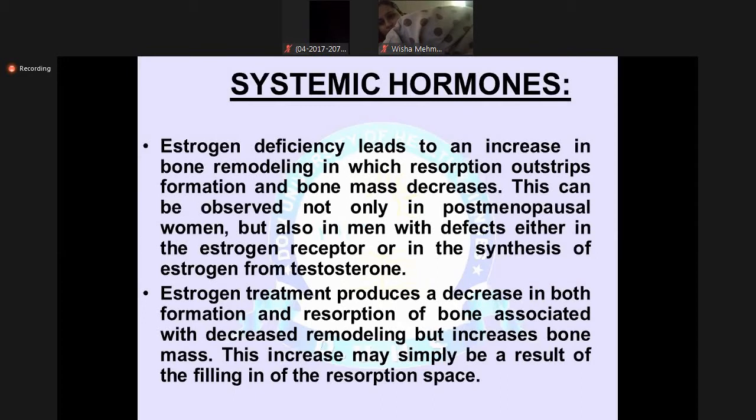So it is very common in postmenopausal women, but in men it may also occur with defects either in the estrogen receptors or in the synthesis of estrogen from testosterone. Estrogen treatment produces a decrease in both the formation and resorption of bone, associated with decreased remodeling but increased bone mass. So the main treatment for estrogen deficiency is replacement therapy with estrogen.